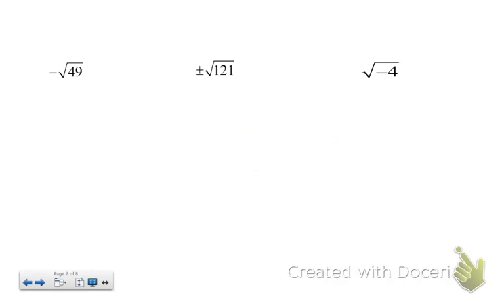Okay, so let's remind ourselves how square roots work. If we take the square root of 49, remember technically there are two answers that would give us 49: 7 squared and negative 7 squared. So if it doesn't specify, it's actually asking for both answers, positive 7 and negative 7. Notice this one has a negative sign out front, so that tells us that it's asking for negative 7.